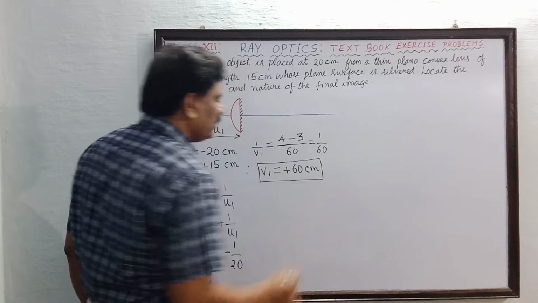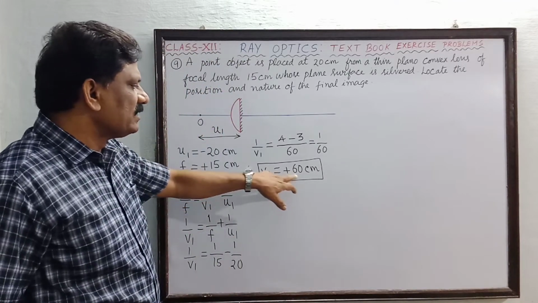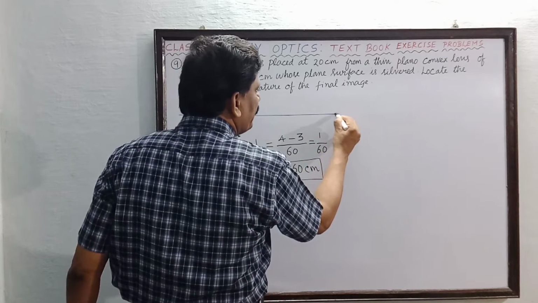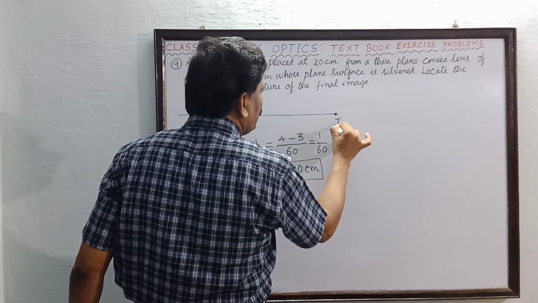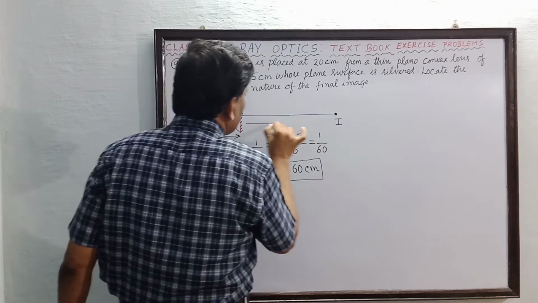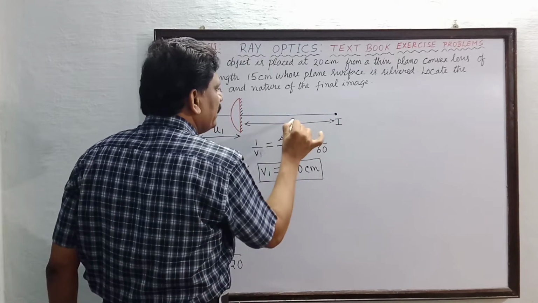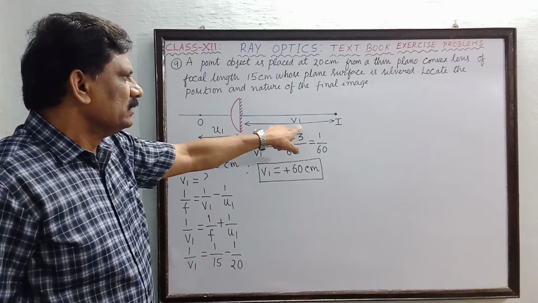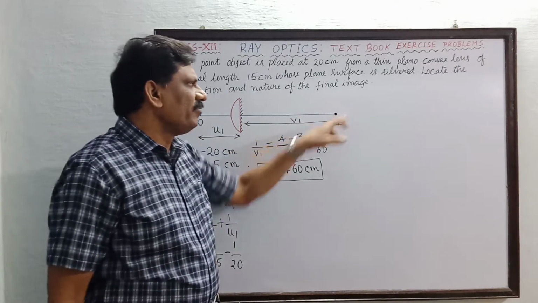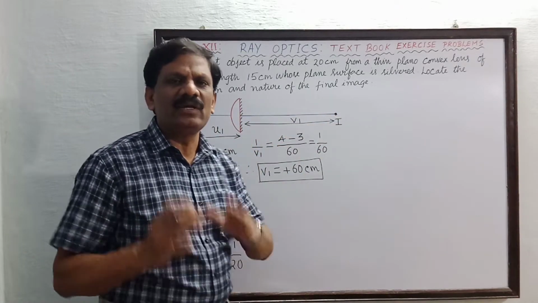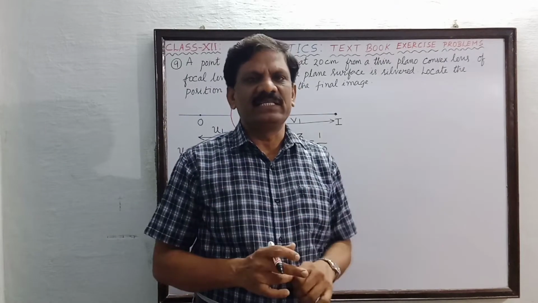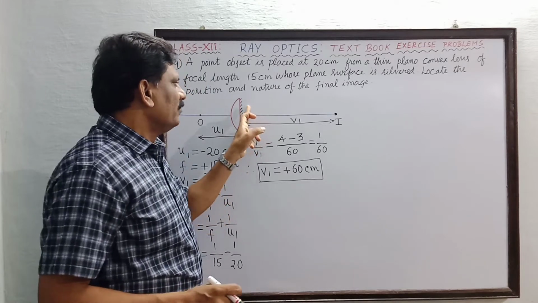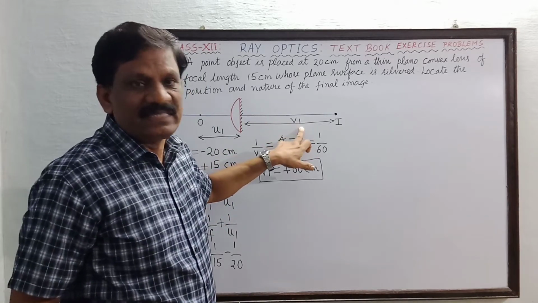Plus 60. So the image distance is plus 60. Plus means on the right side. So this is the image, the image is formed here. This image distance on the right side is 60 centimeter, that is equal to V1. This image formed by the lens is going to act like an object for the plane mirror. For the plane mirror, the object distance is 60 centimeter.